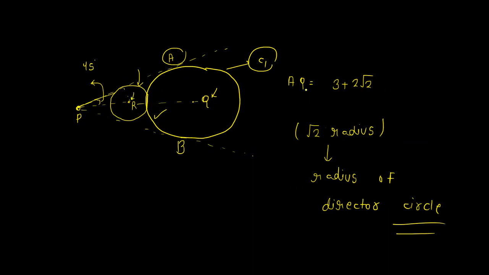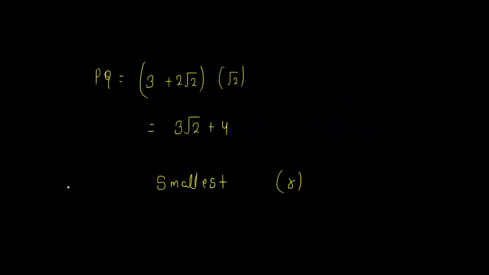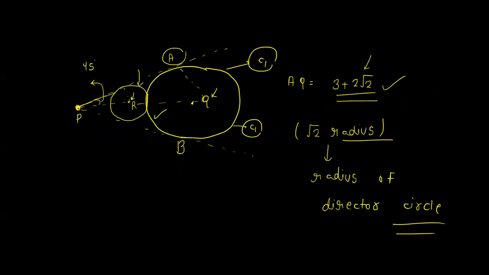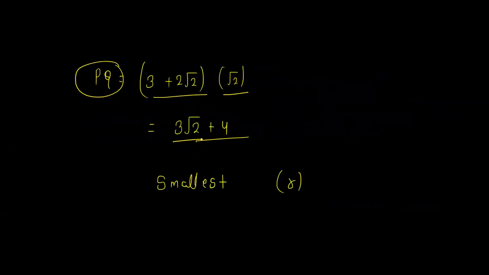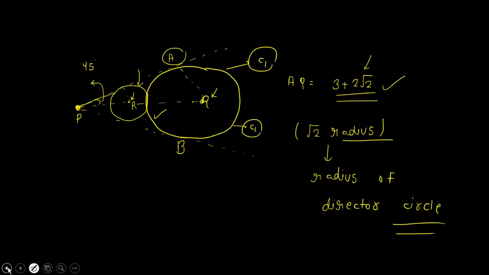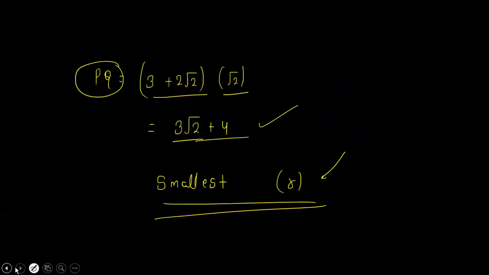We know that the radius of C1 is 3 plus 2 root 2. So this distance AQ is 3 plus 2 root 2. And the radius of the director circle we know is 2 times the radius of this circle C1. So it is 3 plus 2 root 2 times 2, which is 3 root 2 plus 4. So this distance PQ is 3 root 2 plus 4. And let's say the smallest circle radius is R.